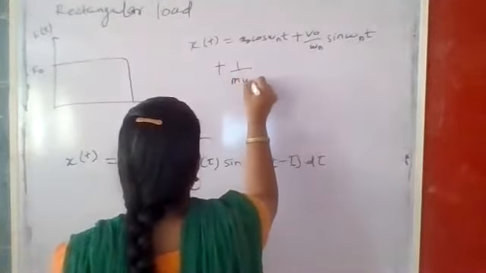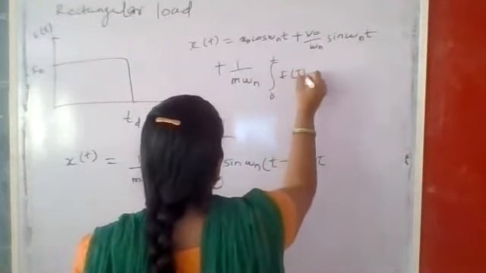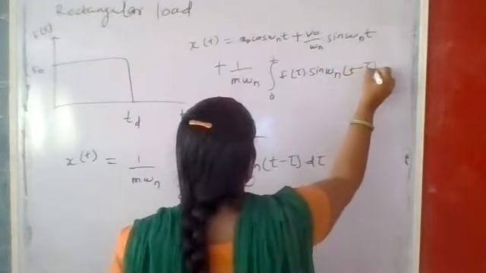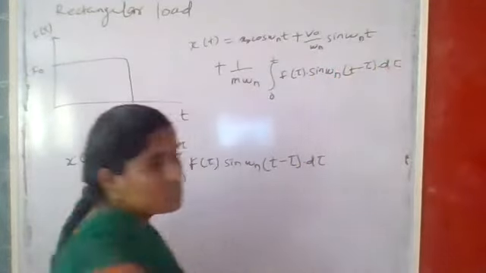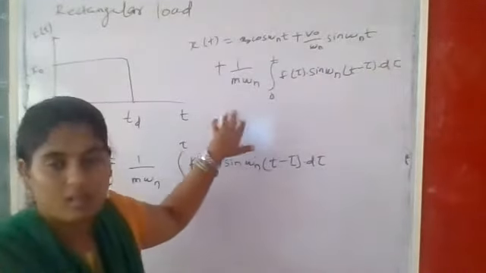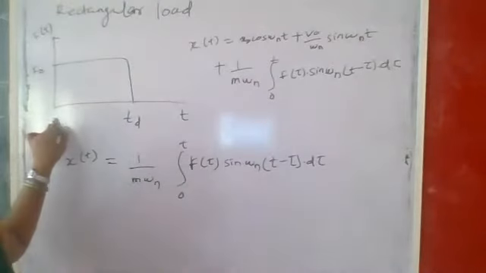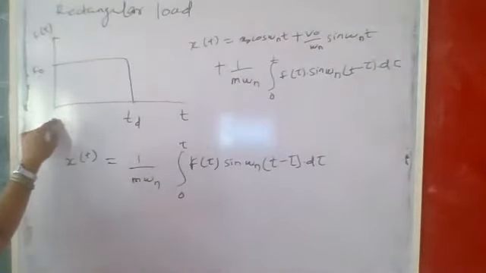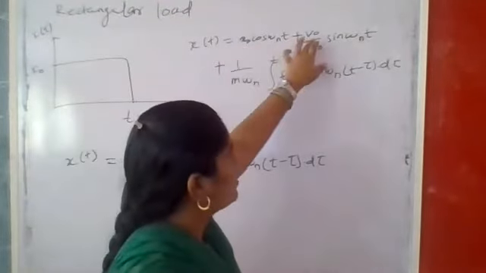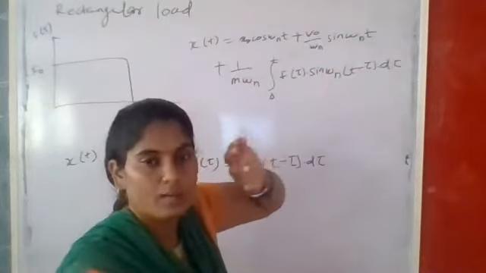1 upon m omega n into integration from 0 to t, F of tau into sine of omega n into t minus tau into d tau. That is the total Duhamel's integral. That is the basic equation of this Duhamel's integral. But from this equation, at time t is equal to 0, the velocity is 0 and the displacement is 0 at the initial condition. So x naught is 0, v naught is 0. By putting these two values, the first two terms will become 0.